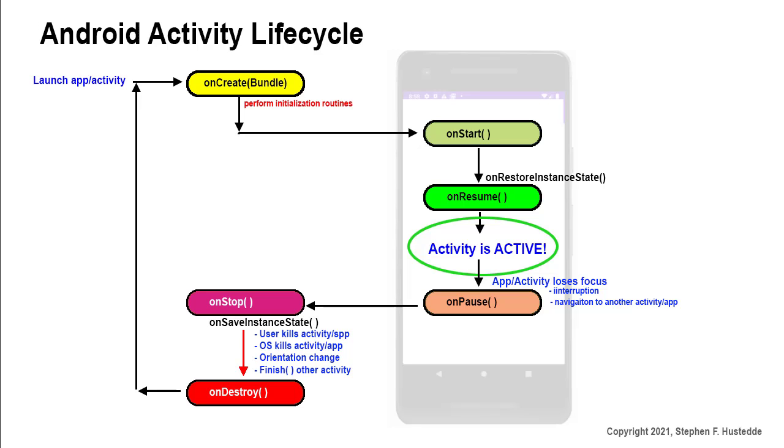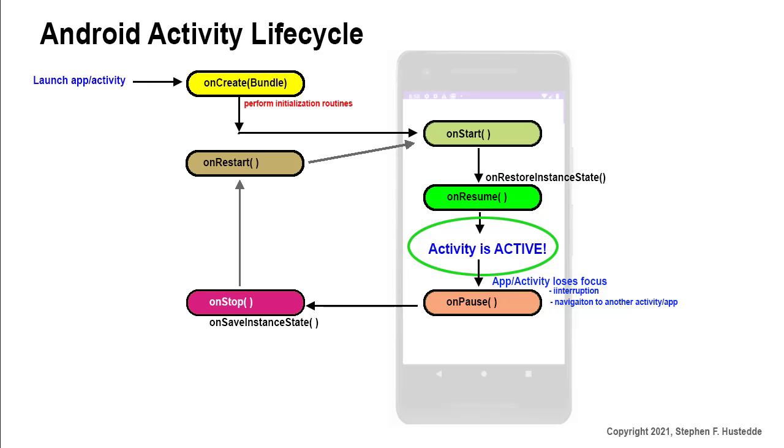Now there's another option besides destroying the app, and that is the app can be restarted. And so there's an onRestart method before it goes to the onStart and onResume. This might be an instance where we click the home button, and so our application has gone into the stop state, and then we reinitiate or go back to that app.